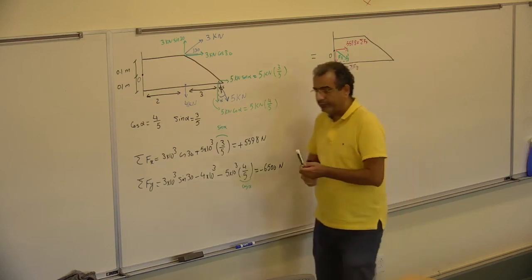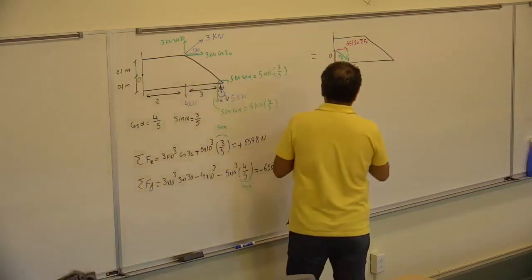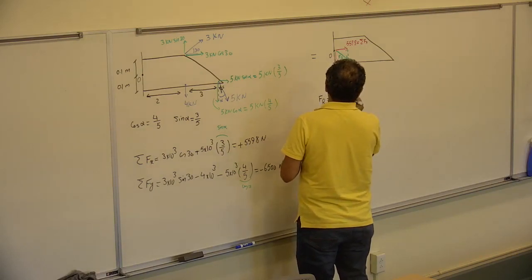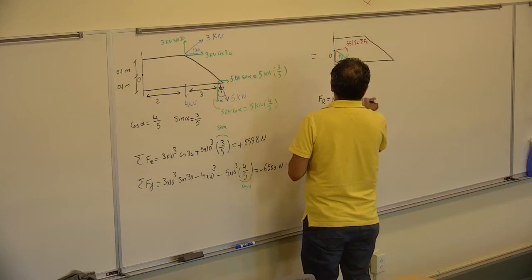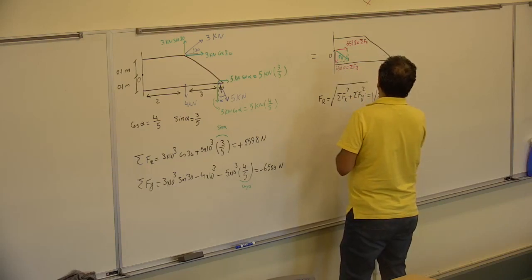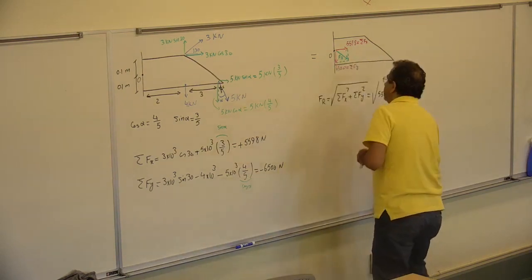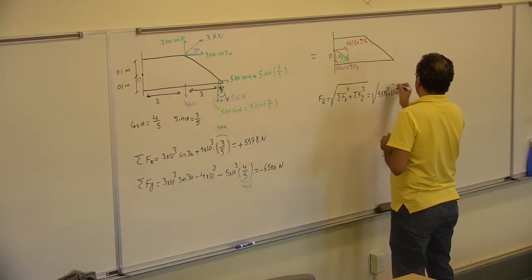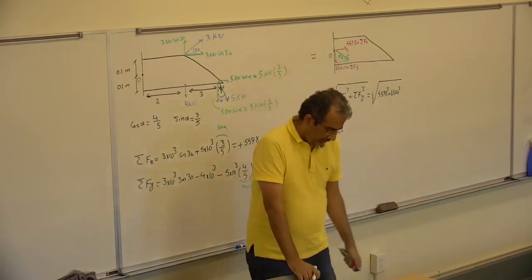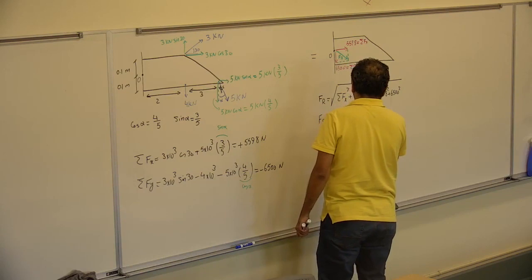And so I have to find the FR, I have to find its magnitude and its angle. So the magnitude of FR is just the square root of sigma Fx squared plus sigma Fy squared. It would be 98 squared plus 6,500 squared. So FR would be the magnitude of that. Yeah, 8,580.